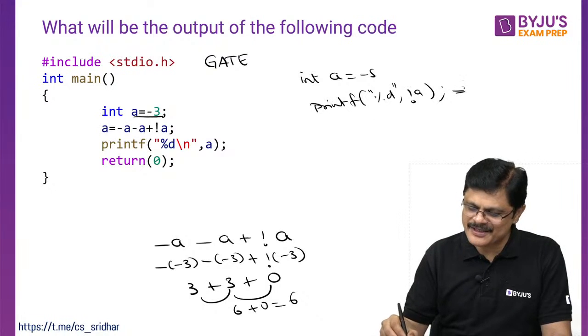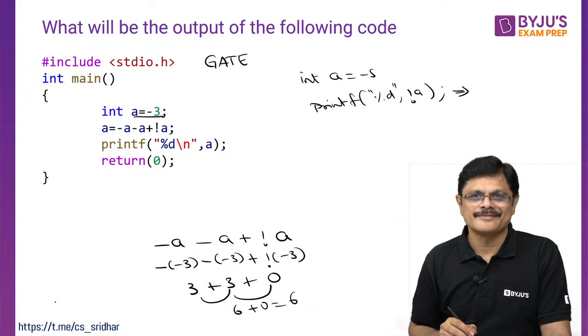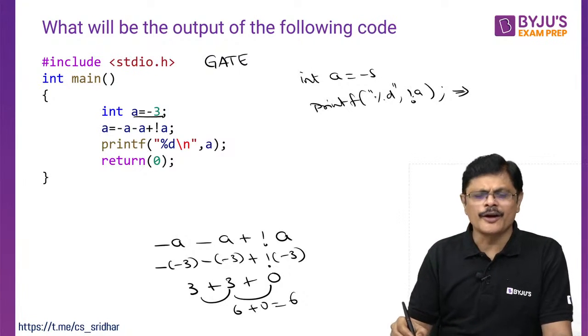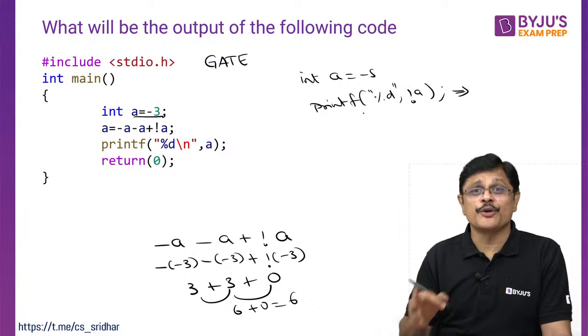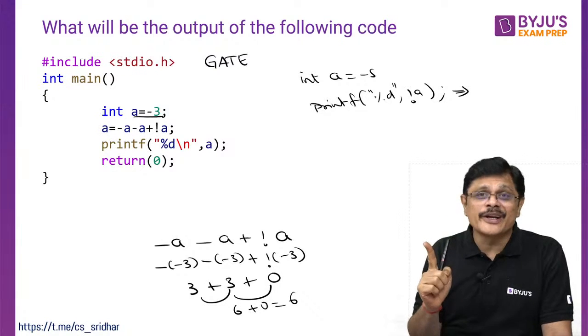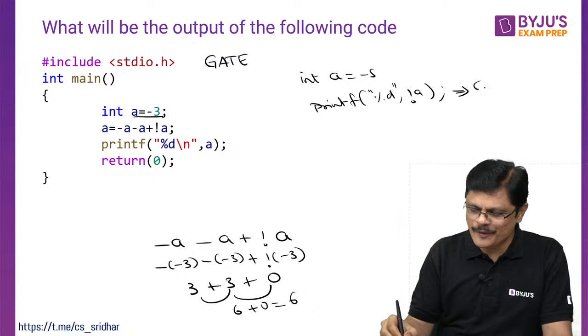What is the output for this? 0. Very good. Simple. Not A. Not of any negative or positive non-zero value, because non-zero is considered as 1. Not of 1 is 0. So 0 will be the output.